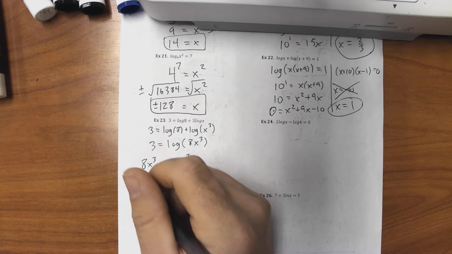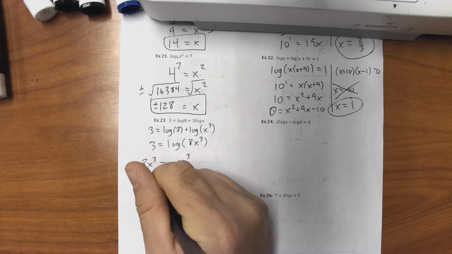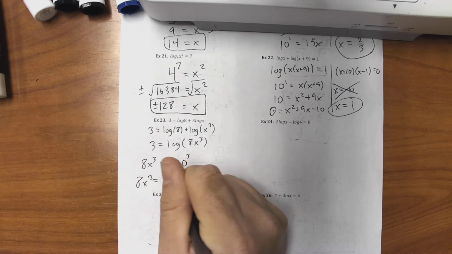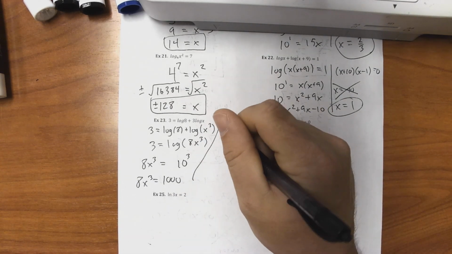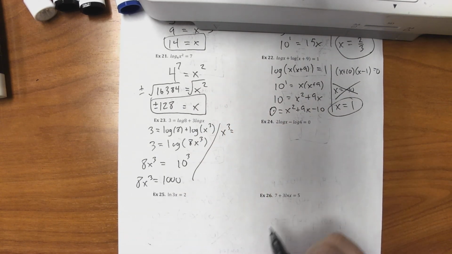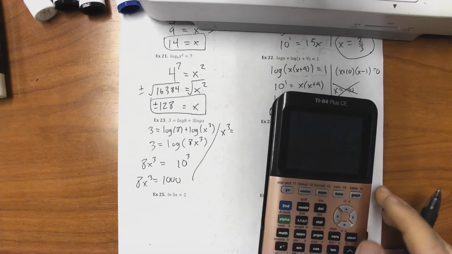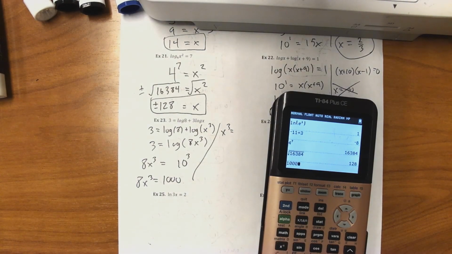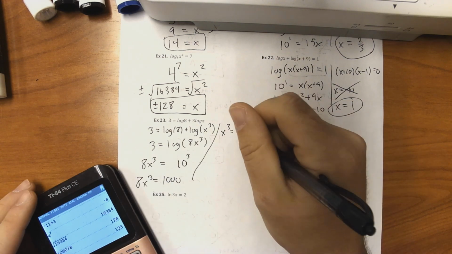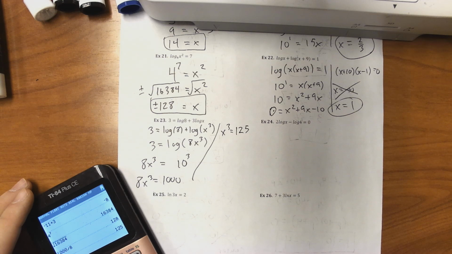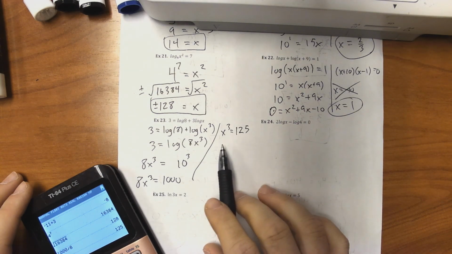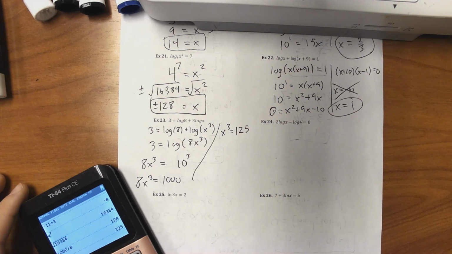And then we'll go ahead and solve that equation. So 8x cubed equals 10 cubed, which is 1,000. So then x cubed equals 1,000 divided by 8, which is 125. And then to get rid of cubing, I'm going to go ahead and do a cube root on both sides, which is the same thing as a power of 1/3.